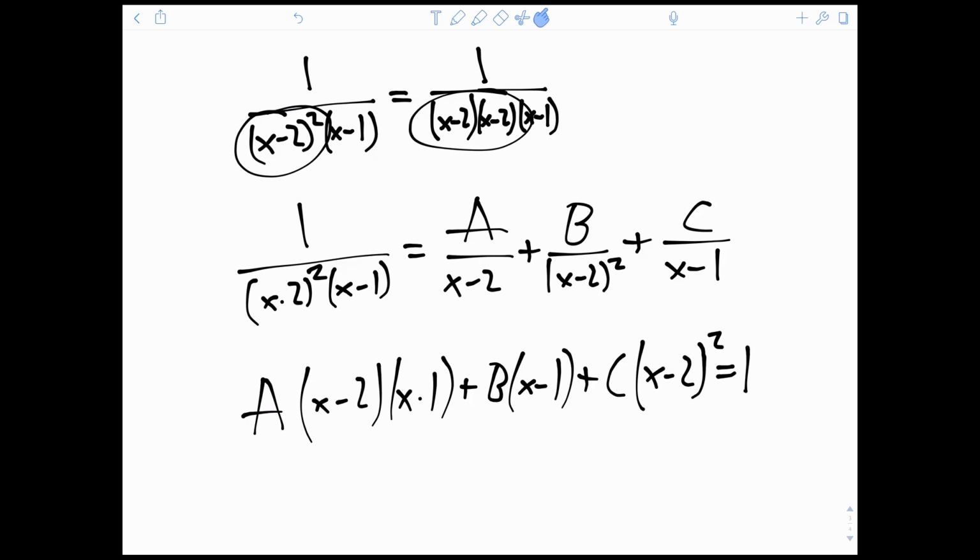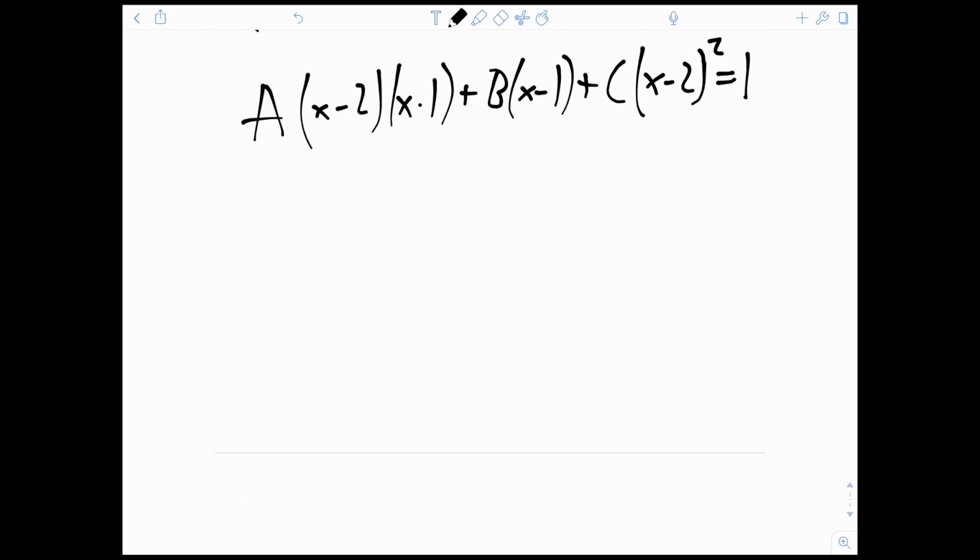And now we're going to solve that. We're going to pick values for x such that some of these terms cancel out. So we know that we have to have x equal to 2 or x equal to 1. So let's say we choose x is equal to 2. Then we're going to have all the terms cancel out except for b times 2 minus 1 is equal to 1. And so we see b is equal to 1.